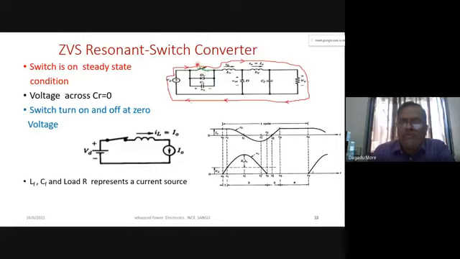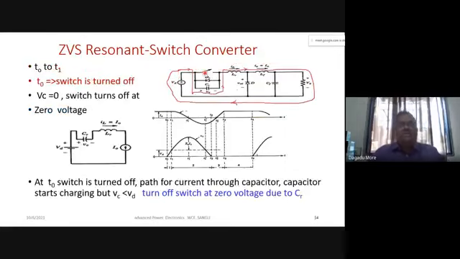And during turn off, we have seen that the voltage across the capacitor is zero. When the switch is on earlier, the voltage across the capacitor was zero, and when you try to open it, the voltage across the capacitor is still zero. So at T0, the voltage across the switch, VC, is nothing but the voltage across the switch, which is zero. So at T0, we turn off the device, and this turn off is at zero voltage.